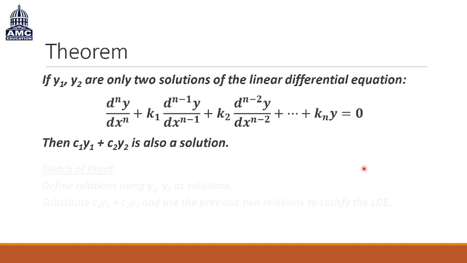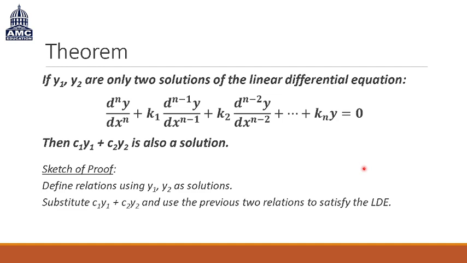Now, these values C1 and C2 are constants again. So, a constant multiplied by the first solution plus a constant multiplied by the second solution is also a solution of the equation. And please note that this C1 and C2 are arbitrarily chosen. It's not that this is true for some specific values of C1 and C2. This is true universally for every constant C1 and C2.